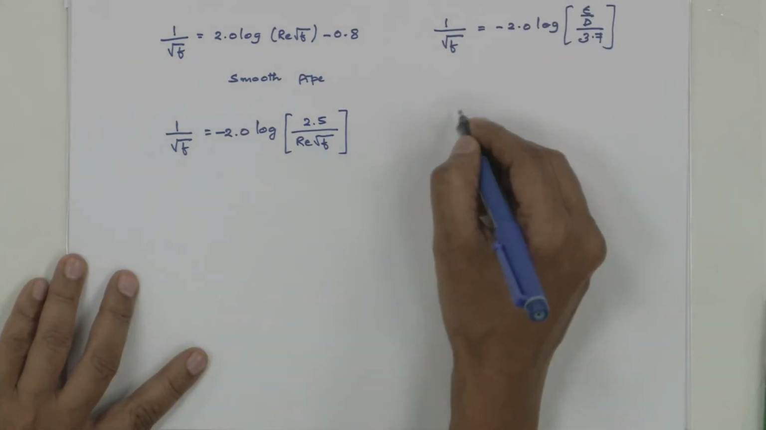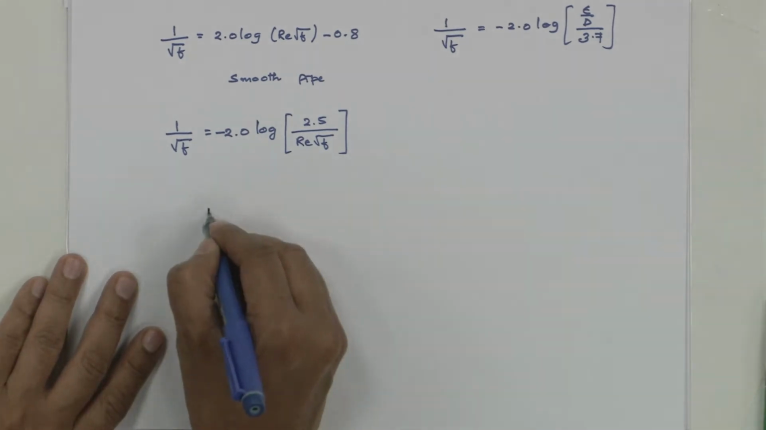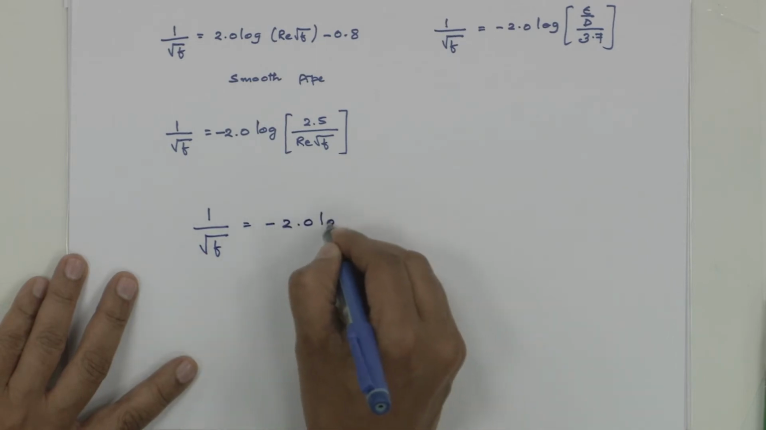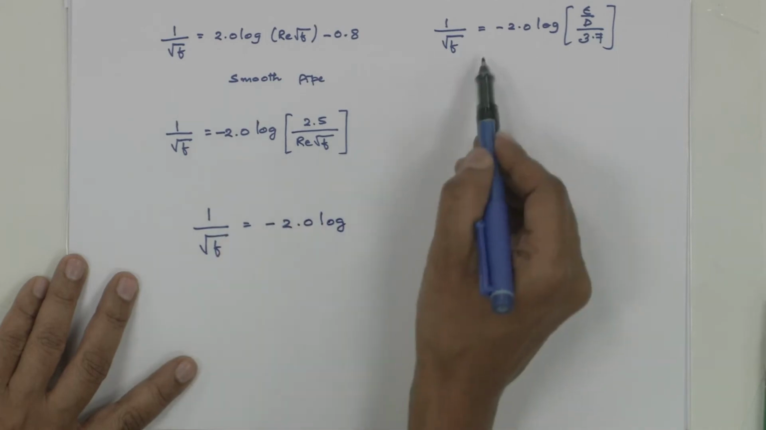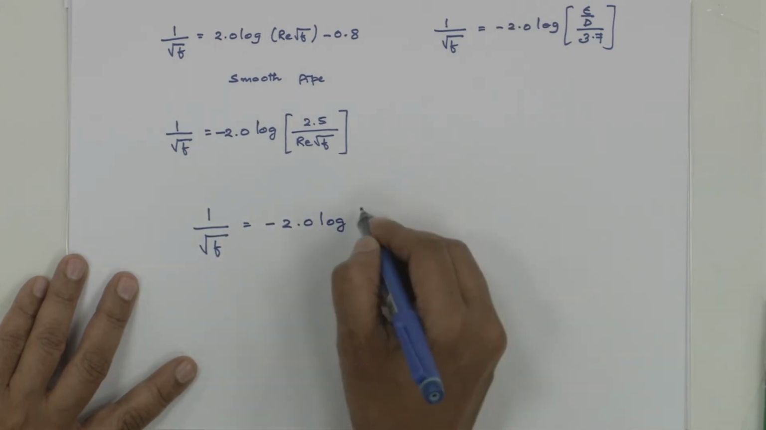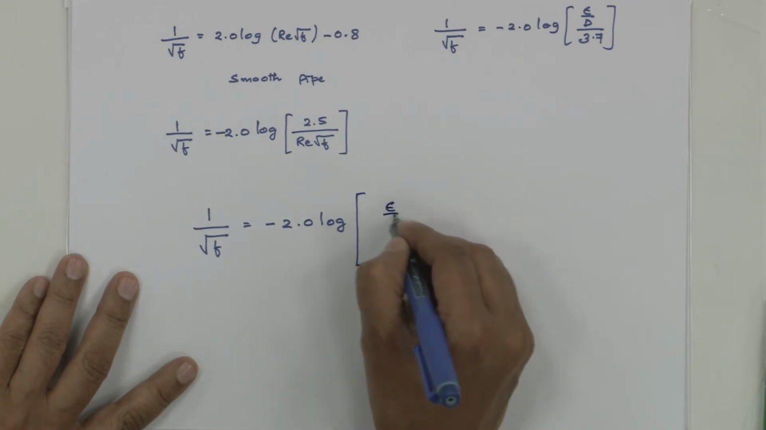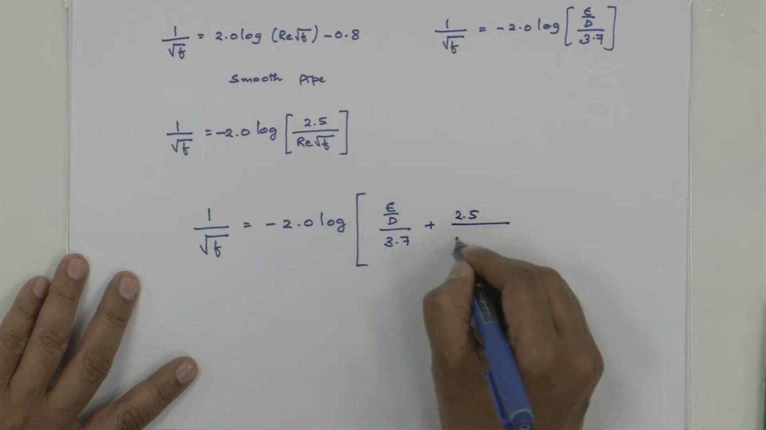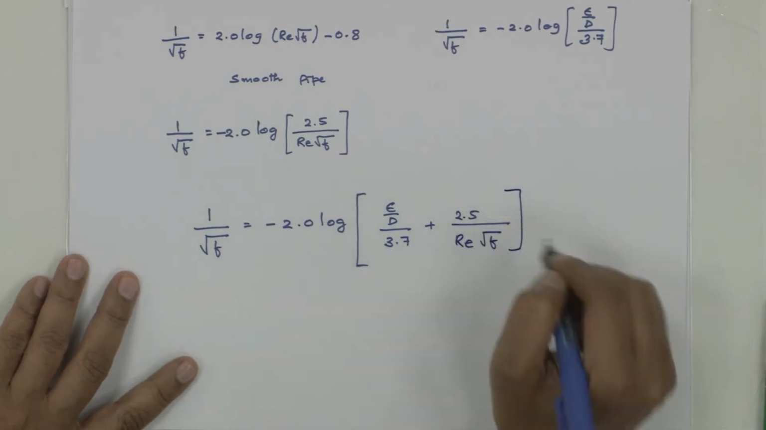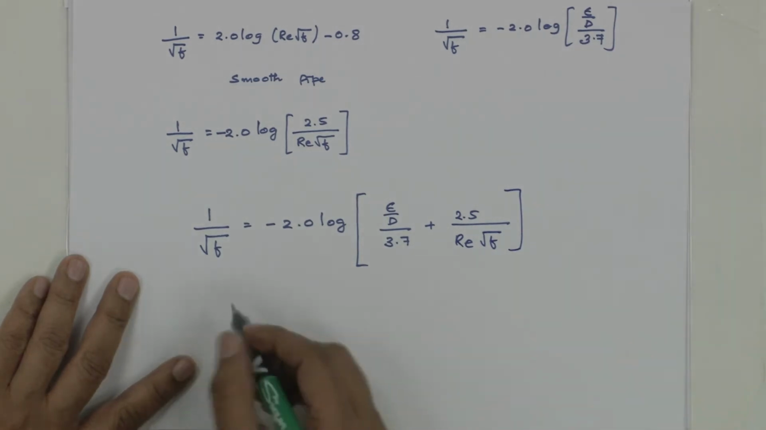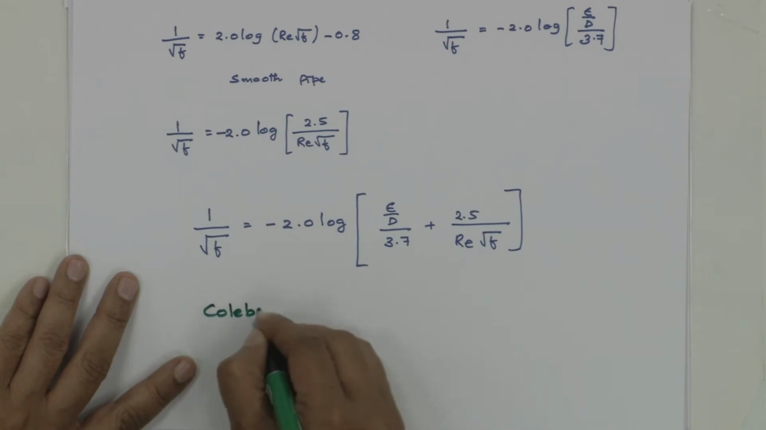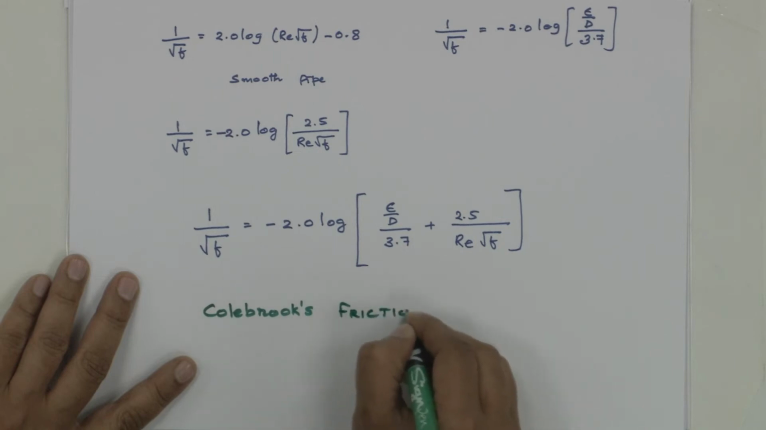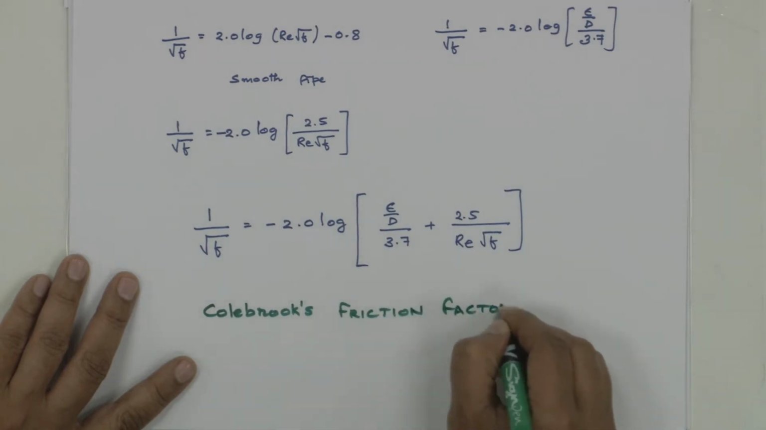Combining these two, Colebrook gives one relation: 1 by root f equal to minus 2 log of epsilon by d upon 3.7 plus 2.5 upon Re root f. You now understand why I took minus 2, because there is minus 2 here. He just combined them, there is no maths involved. So this is what is called Colebrook's friction factor correlation.